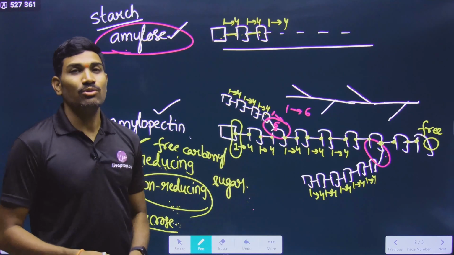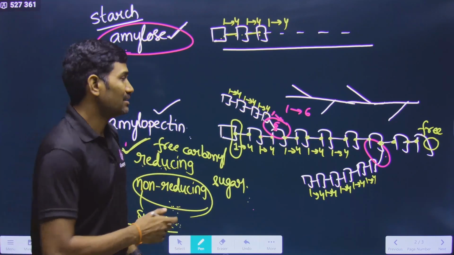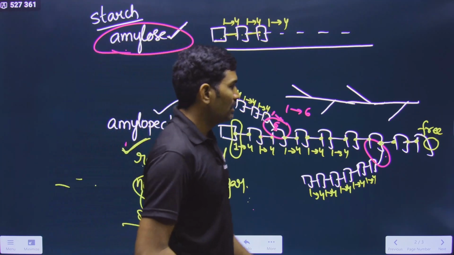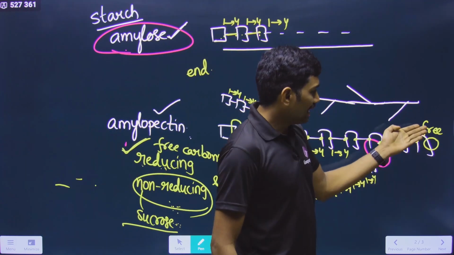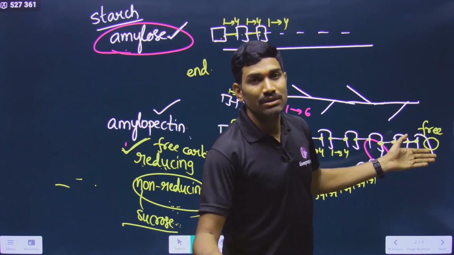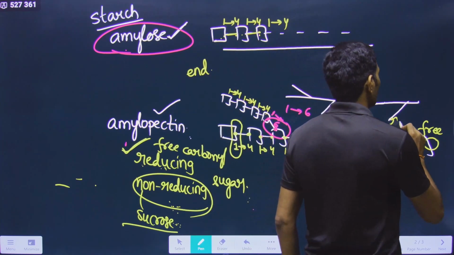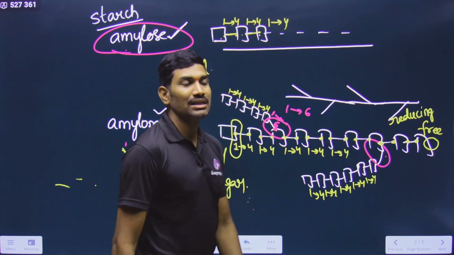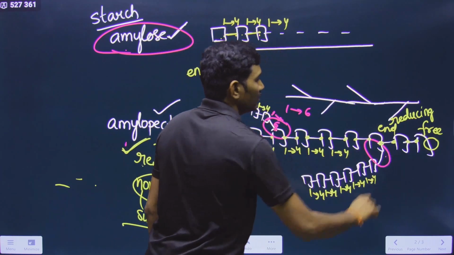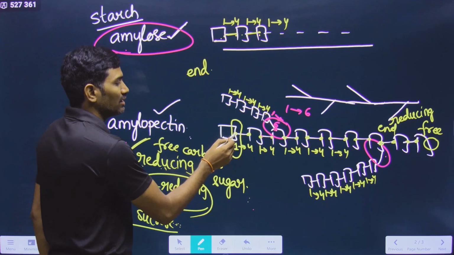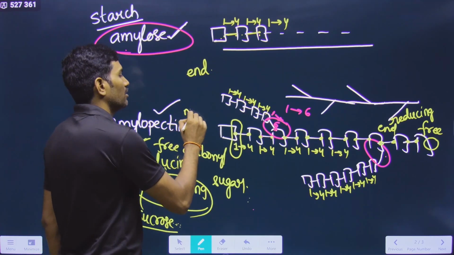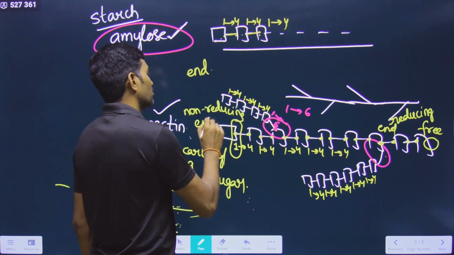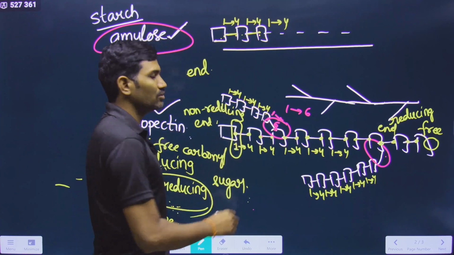But here they are talking about reducing and non-reducing ends. Same logic we will use. The end that is having the free carbonyl group is the reducing end, whereas the end that is not having a free carbonyl group is the non-reducing end. Please observe carefully. This is about the non-reducing end.